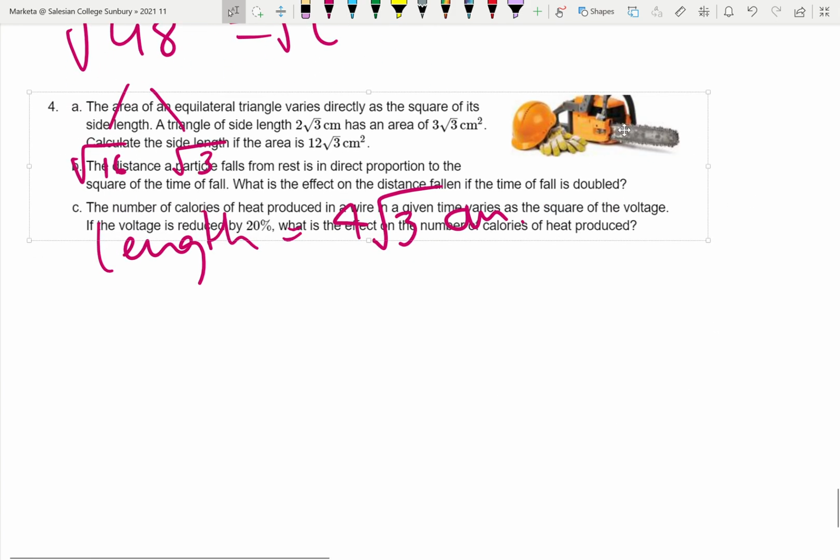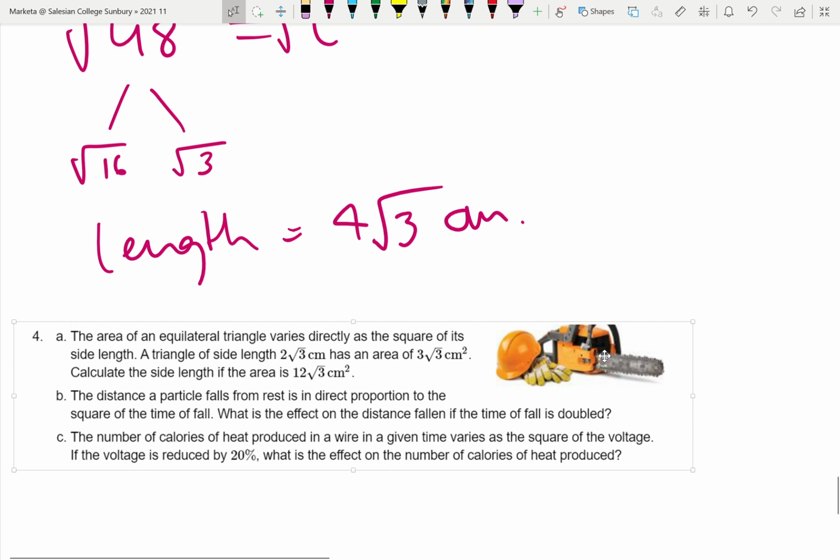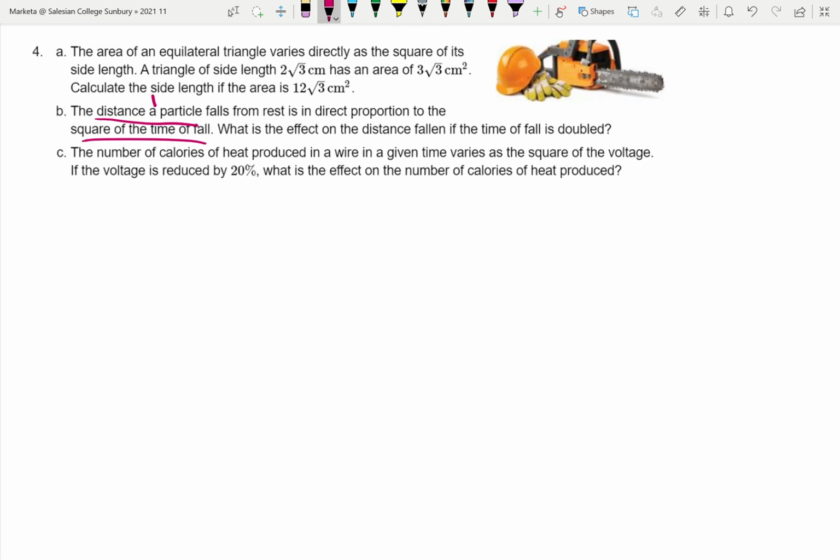So 4B, let's see what they want us to do here. The distance a particle falls from rest is in direct proportion to the square of the time it falls. Okay, the distance a particle falls. So I'm going to say, let that be D, and direct proportion, that's our K value. So D is going to be directly proportional to the square of the time it falls. So that's our formula there.